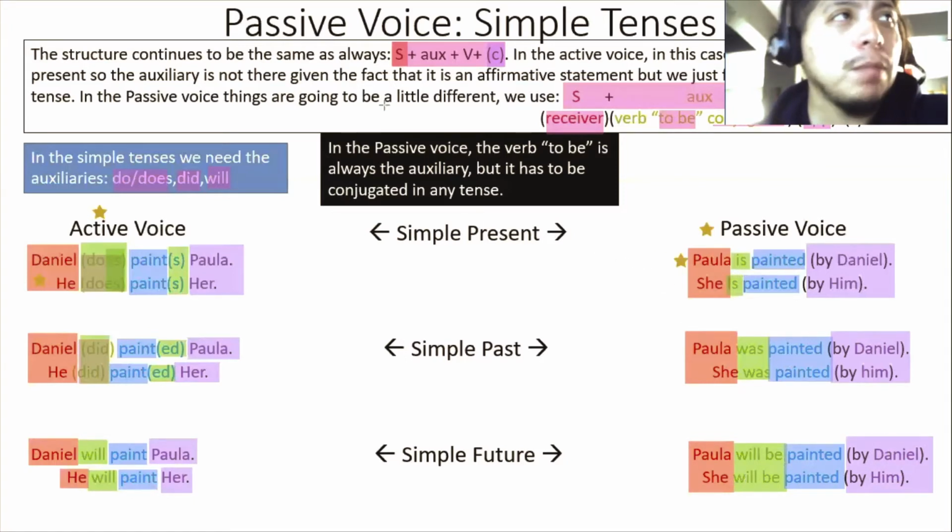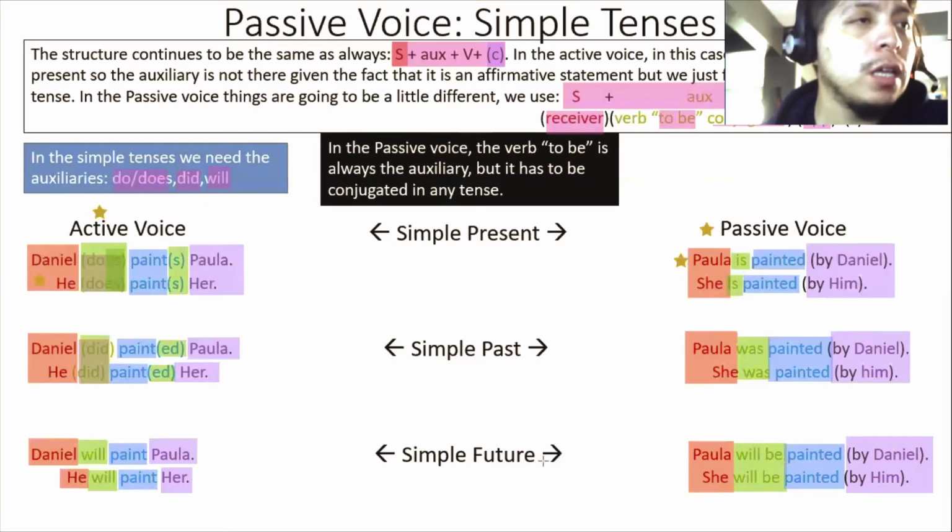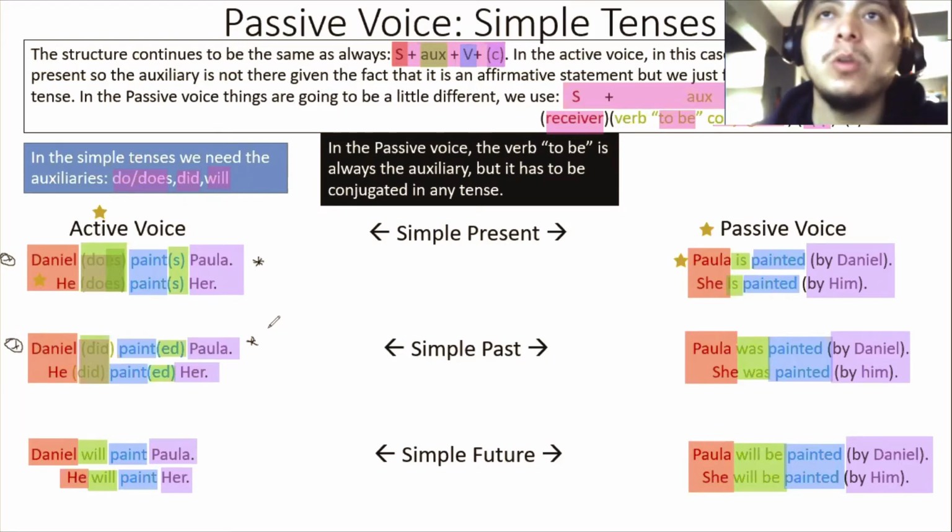Okay? Now, this is what we were checking. You need subject, auxiliary, verb, and complement. And we have them, subject, auxiliary, verb, and complement. Well, except the simple present and the simple past. These two time tenses in affirmative statements, when they are affirmative, they normally never use the auxiliary, okay? But the rest of them is mandatory.